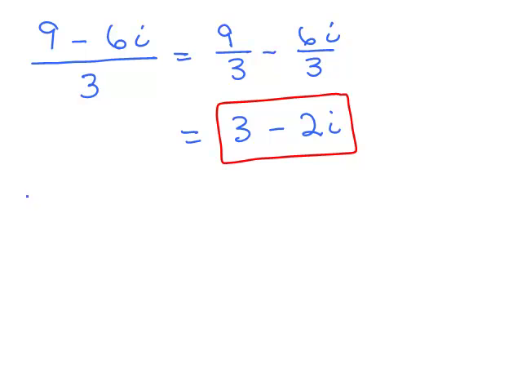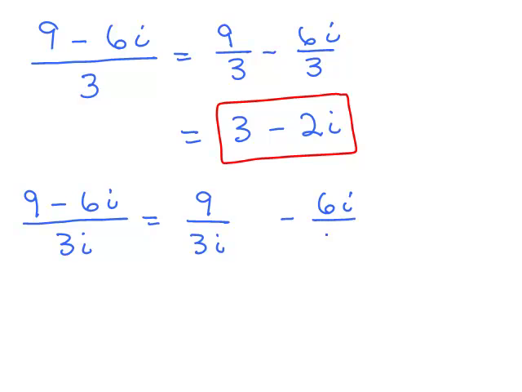What if it was divided by 3i? Okay, it's similar. We begin the same way. 9 over 3i, I'm going to leave a little space there, minus 6i over 3i. Okay, now look at the first term here, 9 over 3i. There's a couple things you might notice. There's an i in the denominator, but also I can cancel that 9 over 3. So let's cancel that 9 over 3, and I'm going to have a 3 in the numerator.